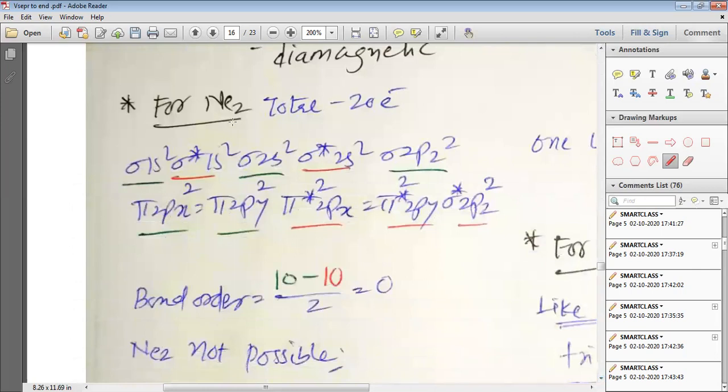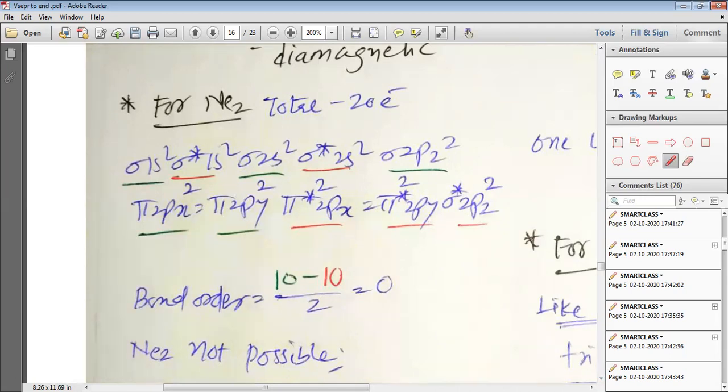Now for Ne2, my dear students, we can have a total of 20 electrons. So the electronic configuration for the Ne2 molecule, we can write: sigma 1s2, sigma star 1s2, sigma 2s2, sigma star 2s2, sigma 2p z2, pi 2p x2 is equal to pi 2p y2, pi star 2p x2 is equal to pi star 2p y2, and sigma star 2p z2.